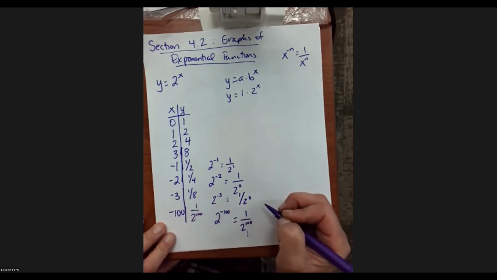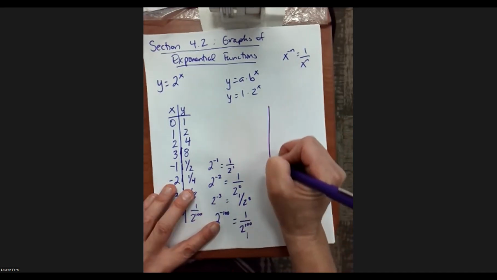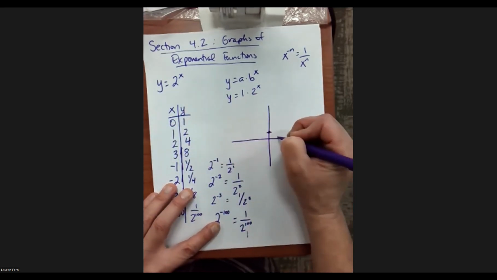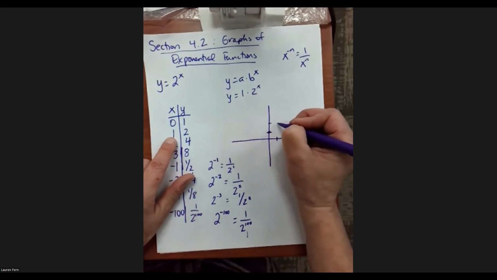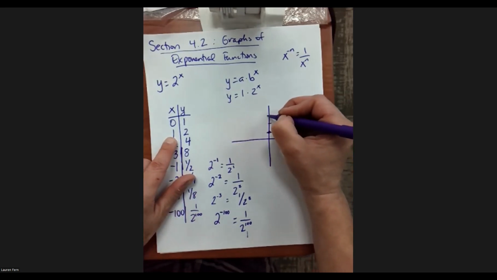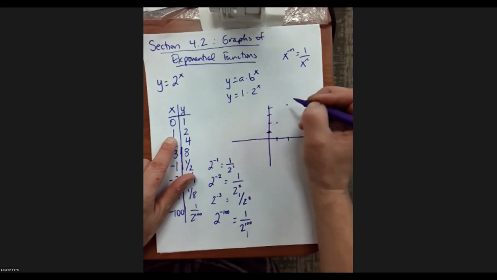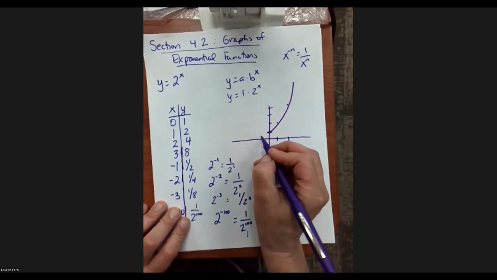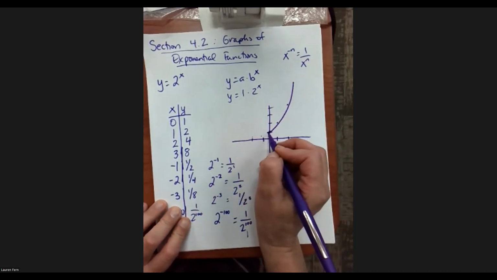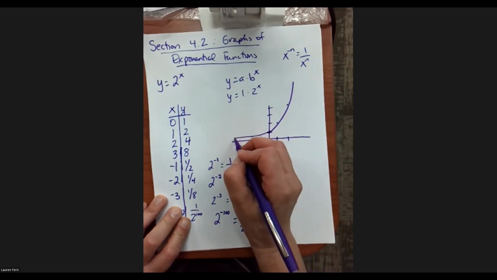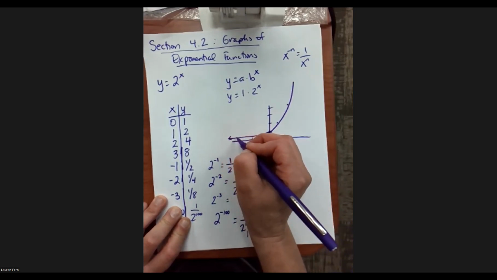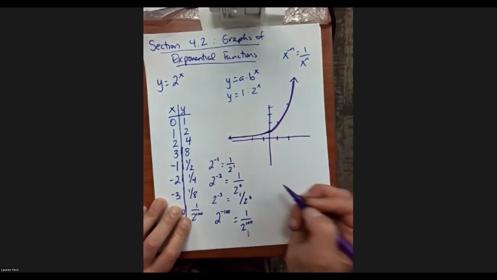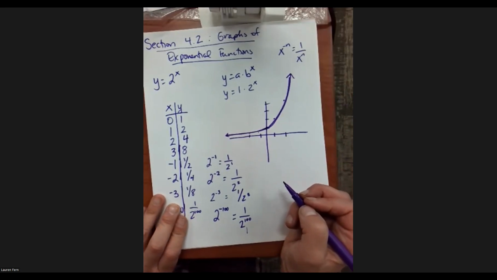Okay. So if I was to plot these points, notice I'm at 0, 1. When x is equal to 1, I'm at 2. When we're at 2, we're up at 4. And it keeps growing from there. And then notice at -1, I'm at 1/2, then 1/4. Oh, this is a really bad graph, but there we go. This is the basic graph of our exponential function.